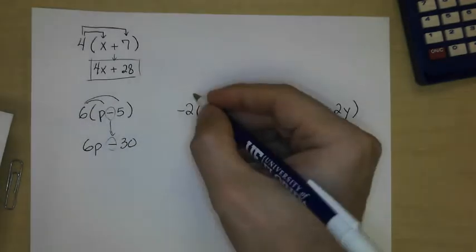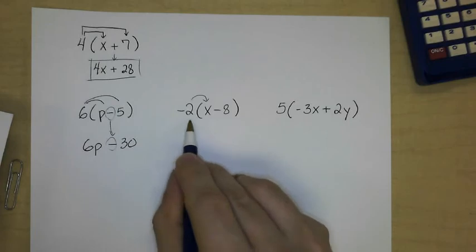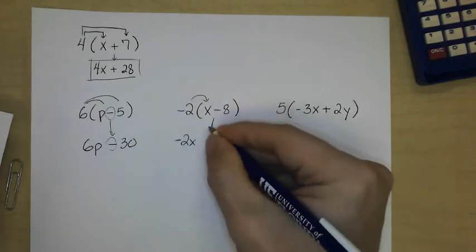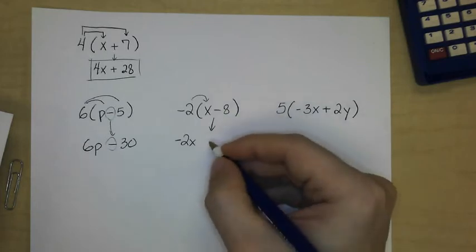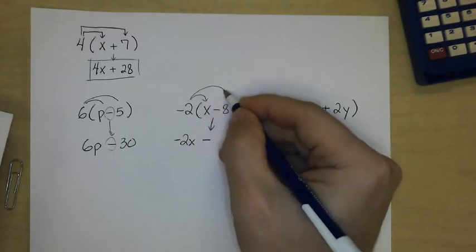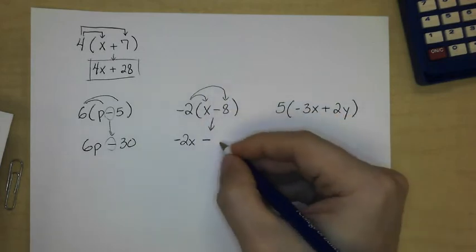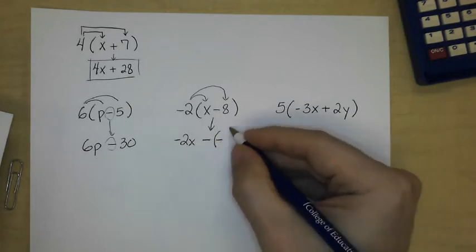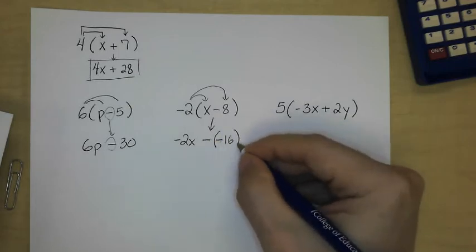This one right here, we've got negative 2 times x. The operation right here is subtraction. And now we have negative 2 times a positive 8. Signs are different, so it's negative. I'll need parentheses there to separate these. And 2 times 8 is 16.